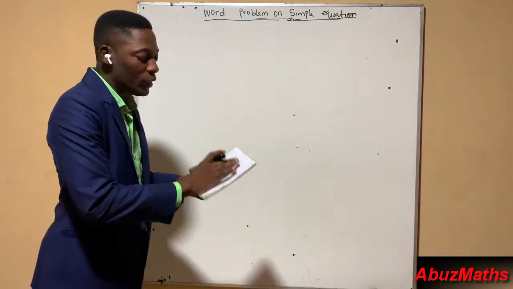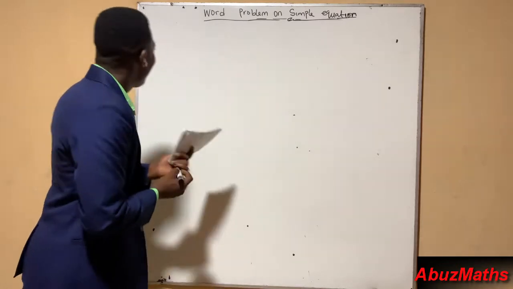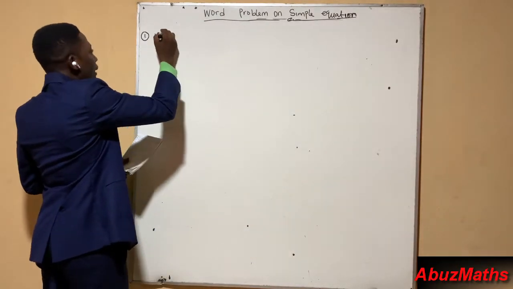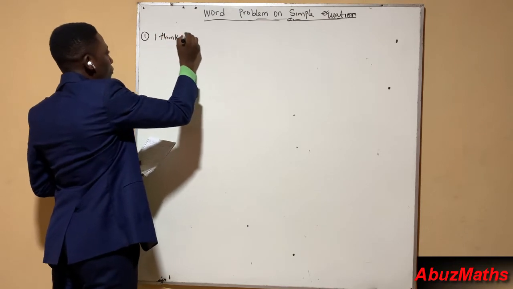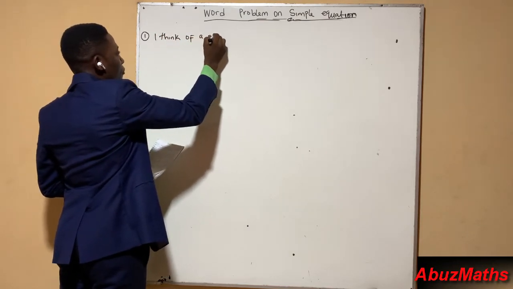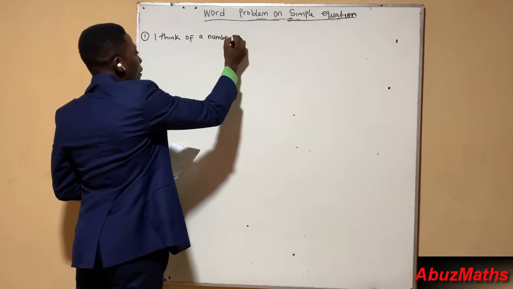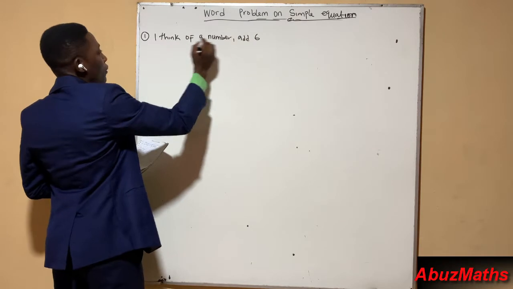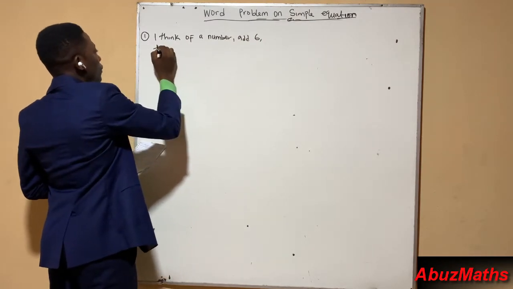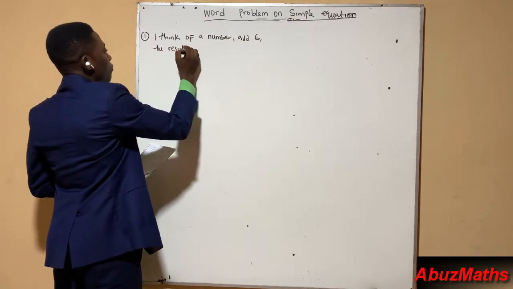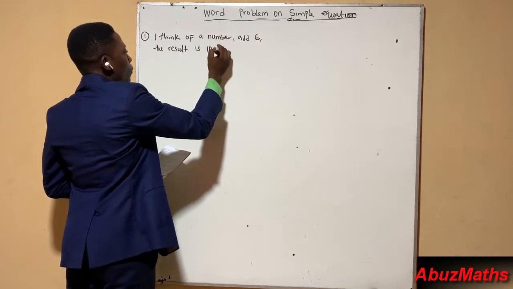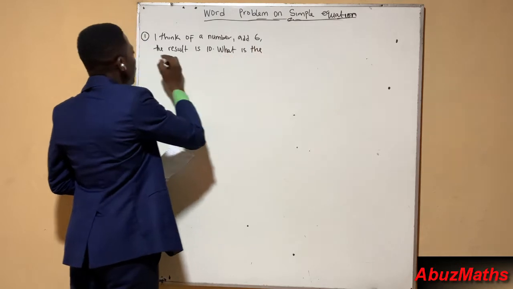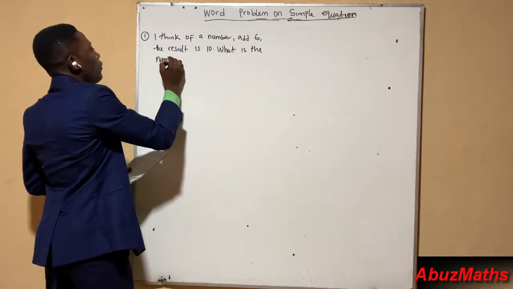I have some questions written in my memory book. So let's start. The first thing we're going to be looking at today is: I think of a number, add 6, the result is 10. Full stop. What is the number?